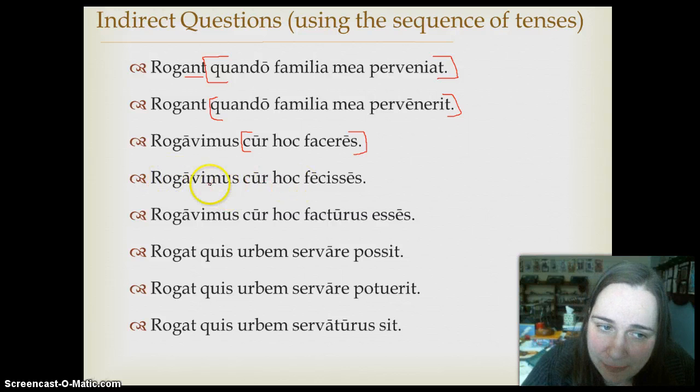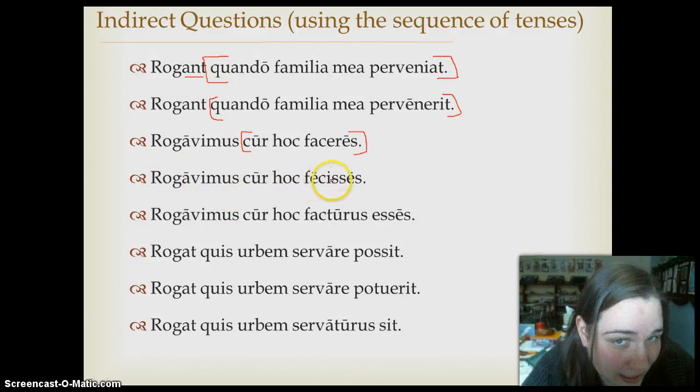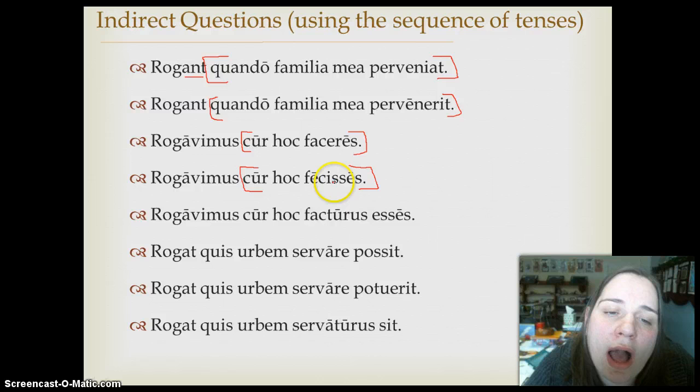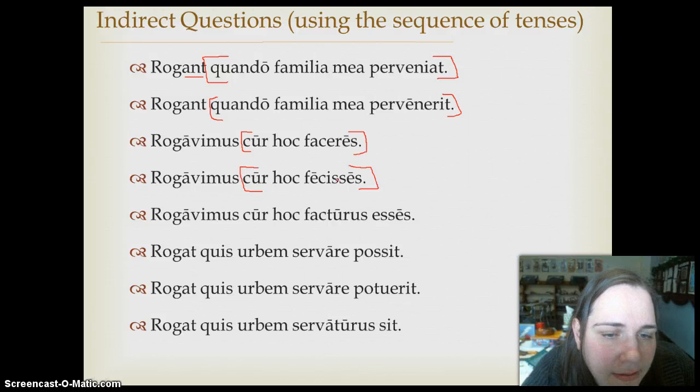In the second example, rogavimus cur hoc faceres, again, we have an indirect question, but now we're asking why you did this before we asked, right? We're asking pluperfect, secondary sequence, and we know that this is going to happen before the we asked, right? So we asked why you had done this, okay?